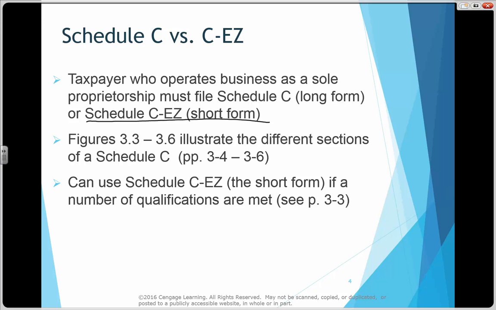Yeah, so you can't have any inventory, you can't have a home office, you can only use cash basis, your expenses are $5,000 or less, so it's a small business, you're a sole proprietor, and you don't have a loss. So a CEZ is for a very small, simple business. The 2nd bullet tells us that on pages 3-4 through 3-6 is our actual Schedule C. And you'll be working pretty tightly with the parts of the Schedule C.